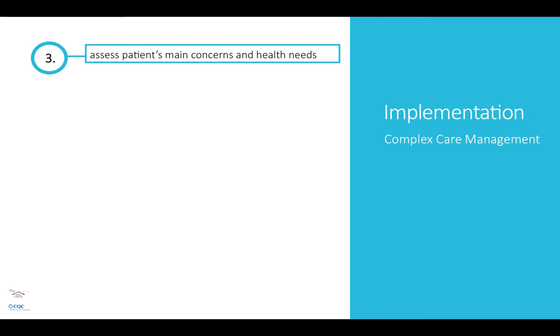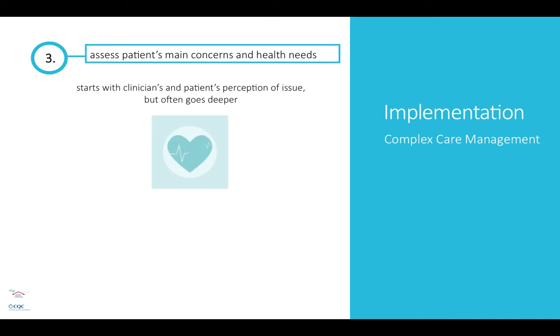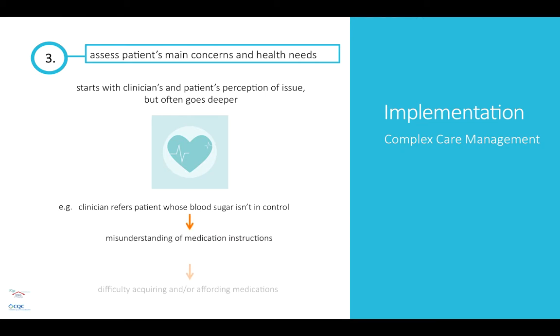The complex care manager or team then assesses the patient's main needs. This assessment starts with the clinician and patient's perception of the issue, but often goes deeper to identify the underlying issues. For example, a clinician might refer a patient whose blood sugar is out of control. As the care manager explores the issue, she could discover that this results from misunderstanding of medication instructions, difficulty affording or acquiring medications, or that the medications are being taken consistently but just are not enough.